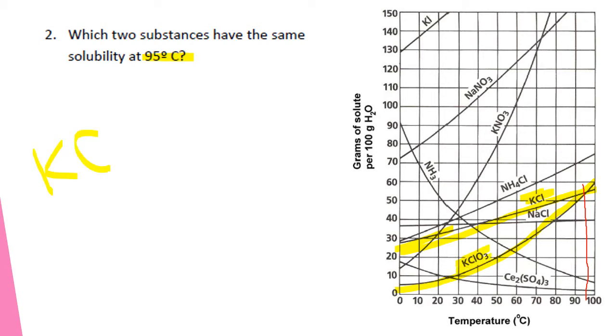A lot of people wrote KCl and NaCl. I'm going to trace the NaCl line in blue. Sodium chloride is this one. With the name here, it can get confusing and make you think it's that curved line, but it's not. It is the almost flat line.